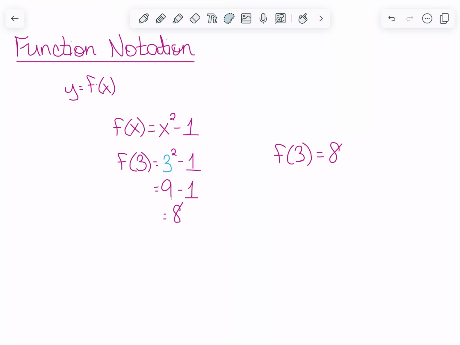This is written as f of 3 is equal to 8. This tells me that when 3 is my input into the function, the output of the function is 8.